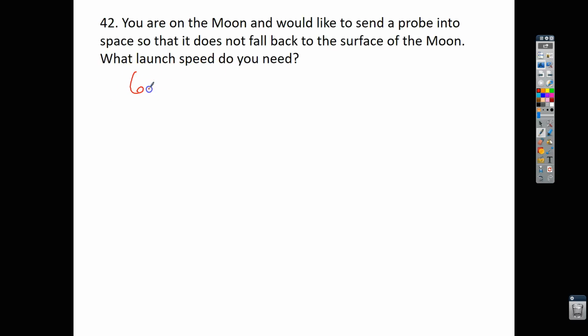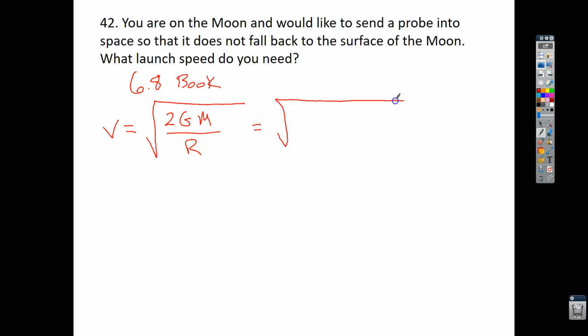If you look at example 6.8 in your book, they will go through the derivation of an equation and show you how they got it. The escape speed from any massive object is equal to the square root of 2 times the universal gravitational constant times the mass of that object divided by the radius of that object. Because we're dealing with the moon, we can just plug everything in for the moon.